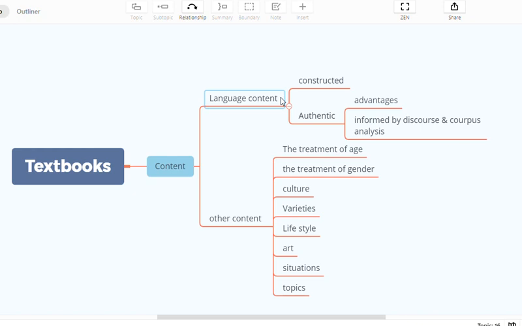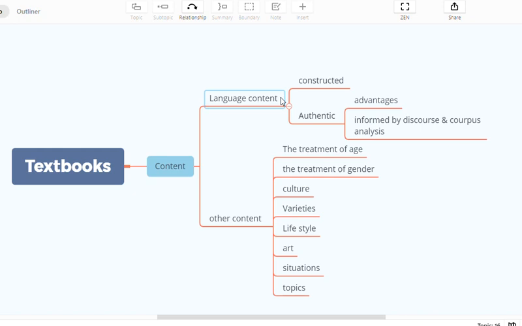Actually, the content is of two types. The first one is language content, and the second one is usually called other content. By language content, I mean the language features, language skills, language elements and components which are included in the textbooks to be instructed, to be learned by the learners.